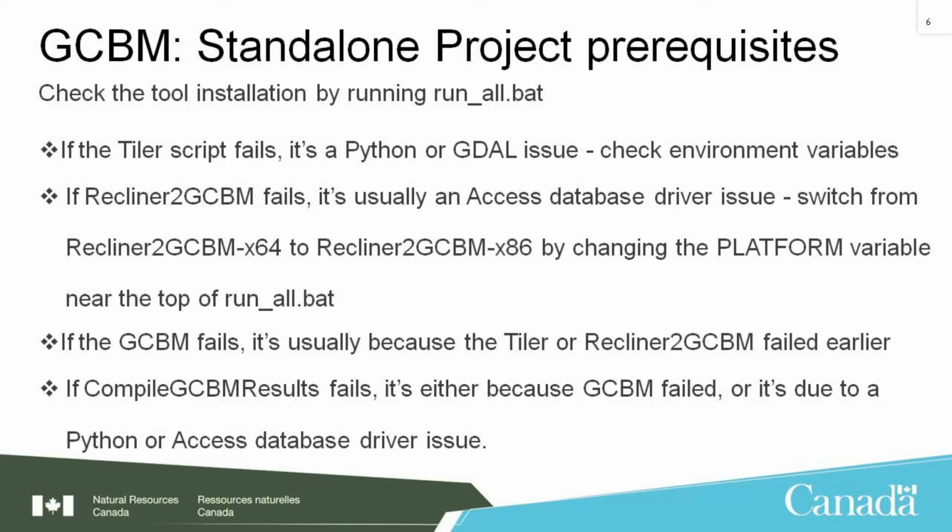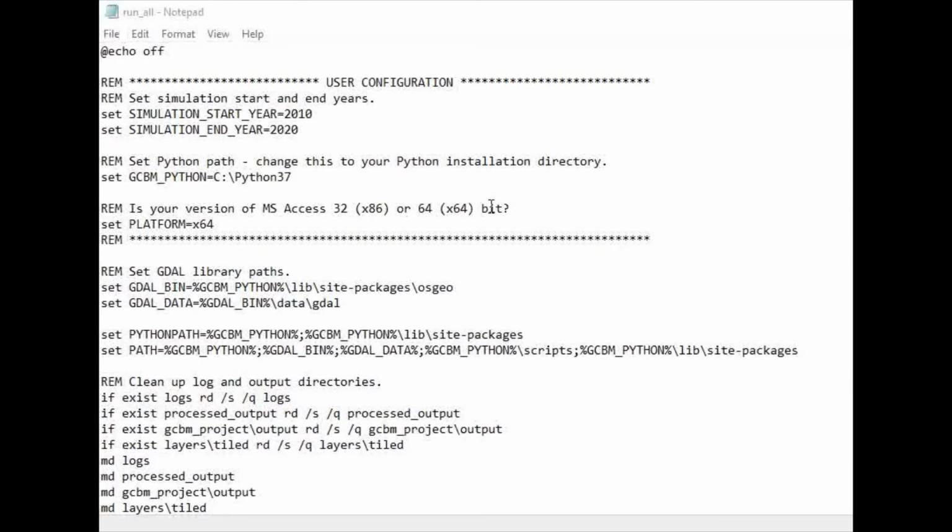If the Recliner to GCBM tool fails, it's usually a Microsoft Access database driver issue. The user can try switching from the 64-bit version to the 32-bit version by changing the platform variable in the run_all.bat file. Displayed here is what the file looks like. At the top are some configuration lines. Here you can see the platform variable that refers to the Microsoft Access driver version, and the user can try changing the version and saving the file.